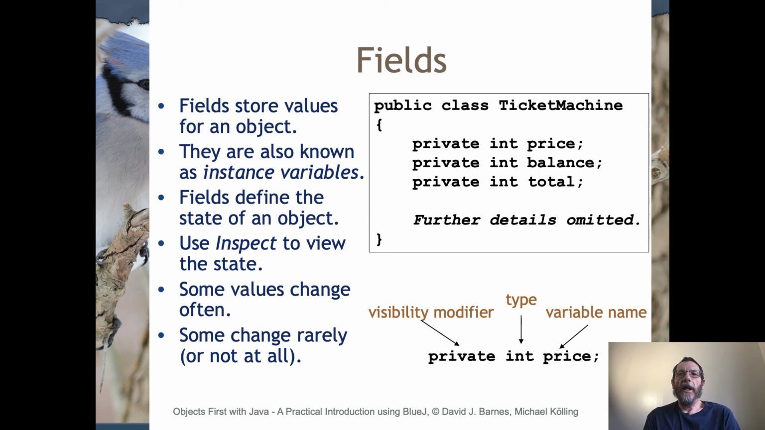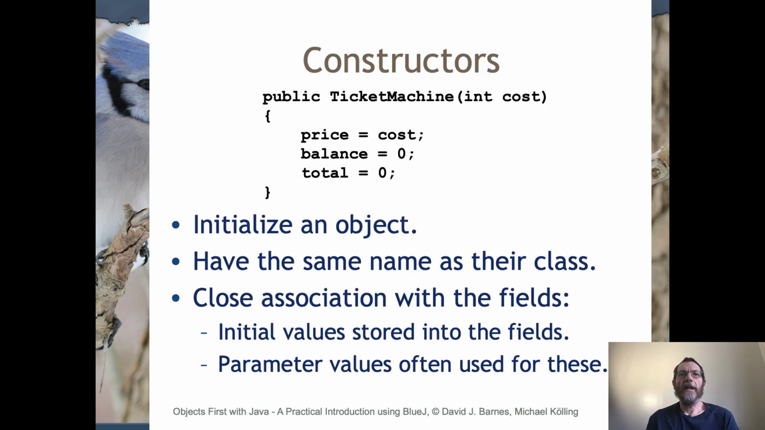We've looked at fields, that they store values for an object. Another word for those variables that are defined as fields is instance variables. And fields define the state of an object, and we can use inspectors to view that state. And then we looked at constructors. Constructors are used to initialize an object. They have the same name as their class, and there's a very close association with the fields.